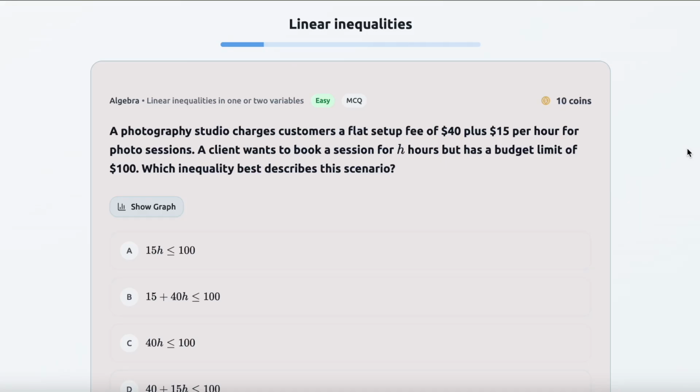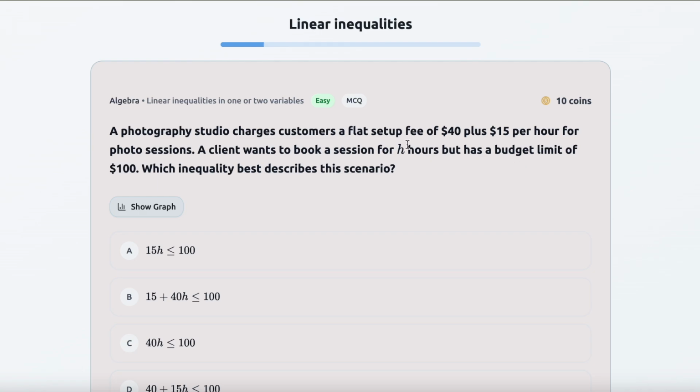Alright, let's talk about linear inequalities. This question says a photography studio charges customers a flat setup fee of $40 plus $15 per hour for photo sessions. A client wants to book a session for 8 hours but has a budget limit of $100. Which inequality best describes this scenario?